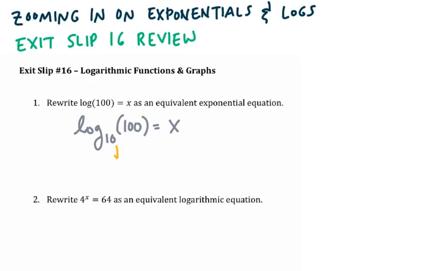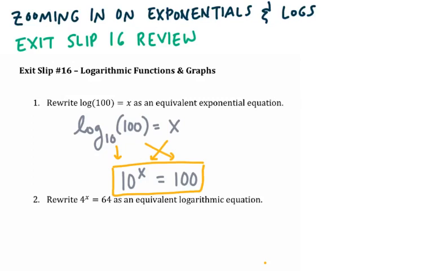Then when we drop the base and crisscross, we will get 10 to the power of x is equal to 100. We could go ahead and solve that, but the goal for the exit slip here was just to rewrite it, so I'm going to stop right there. So 10 to the power of x equals 100 would be the rewrite of that original logarithmic equation.